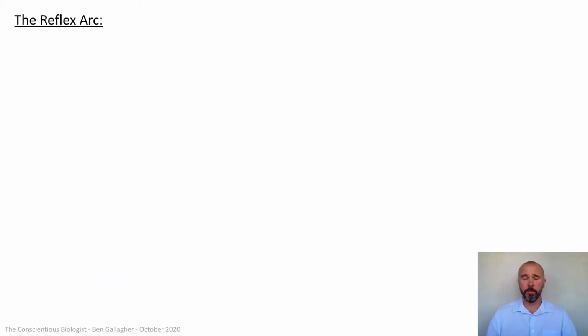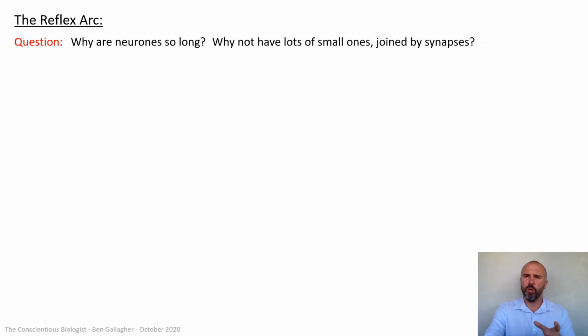Okay, we're going to finish up just by really focusing on two questions that come up a lot in the exams when it talks about the nervous pathway, because in the next video we're moving on to the brain. In this one, we're talking about the reflex arc, but we're going to start with a question on everything we've looked at in these first two videos. And that's, why are neurons so long? Or to phrase it another way, why not have lots of small ones joined by synapses?